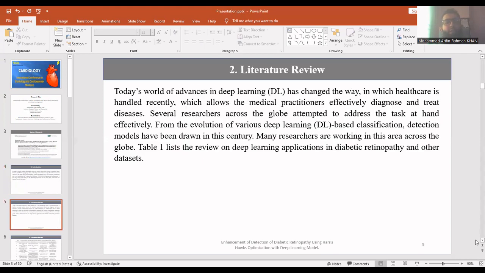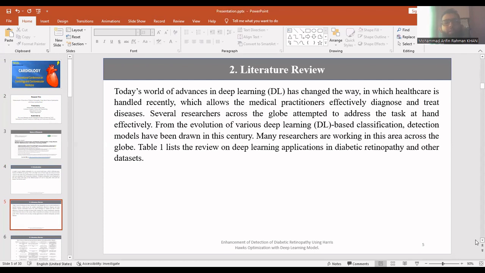Literature review. Today, advances in deep learning have changed the way healthcare is handled, which allows medical practitioners to effectively diagnose and treat diseases. Several researchers across the globe have attempted to address the task at hand effectively. From the evaluation of various deep learning-based classification, detection models have been drawn in this century. Many researchers are working in this area across the globe.